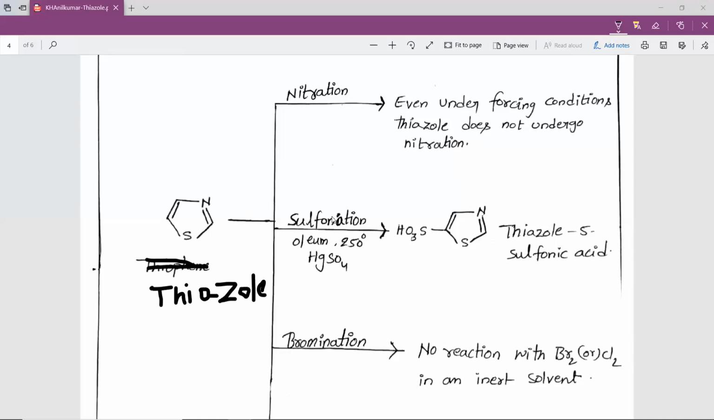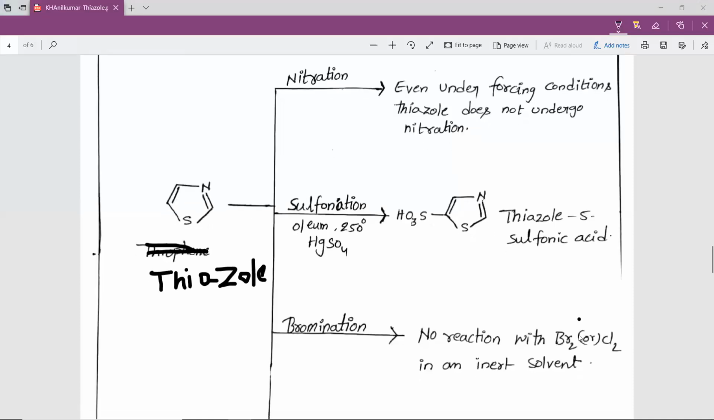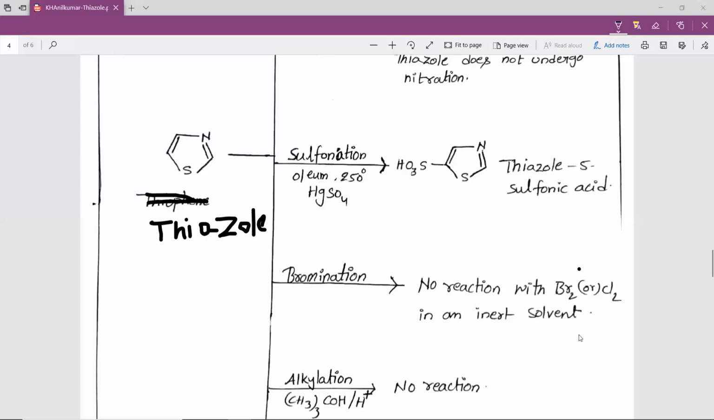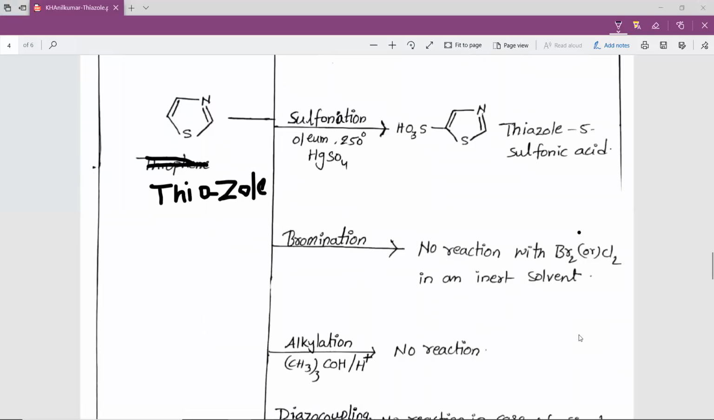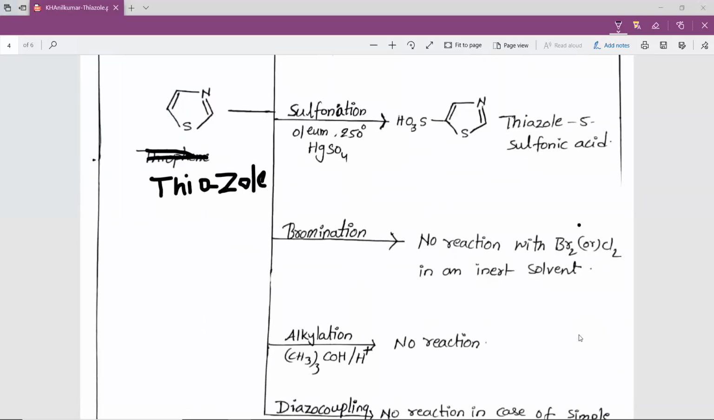So sulfonation using oleum at 250 degrees centigrade in the presence of mercuric sulfate, thiazole undergoes sulfonation, and this sulfonic group is positioned at the 5th carbon atom. So we get thiazole-5-sulfonic acid. So bromination. No reaction with bromine or chlorine in an inert solvent. So simple thiazole does not undergo bromination.